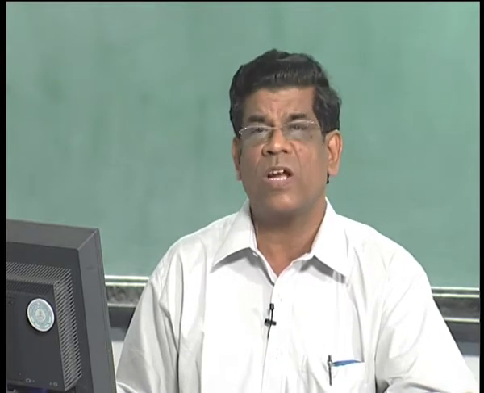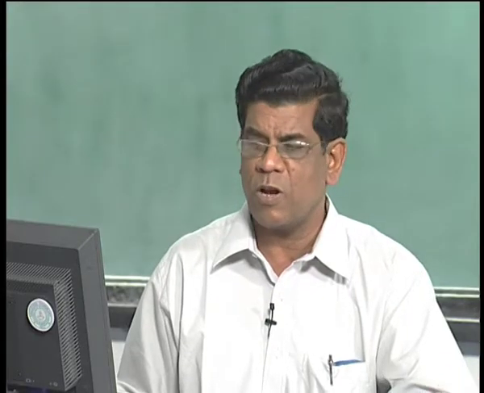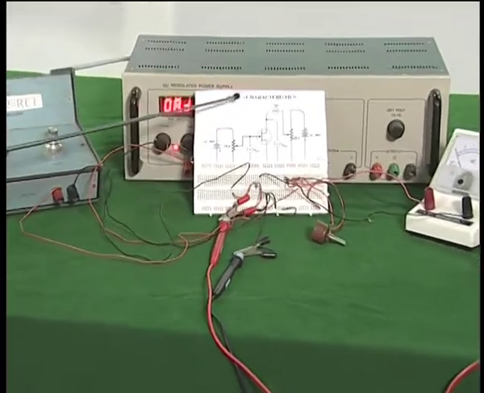The current through the gate will be very, very small, and therefore we require only three things: the drain source current, the drain source voltage, and the gate source voltage. These are the three parameters. We will try to vary them and see how the characteristics come. You should also remember the graph that I showed you with reference to the characteristics, right. So I want you to see this circuit.